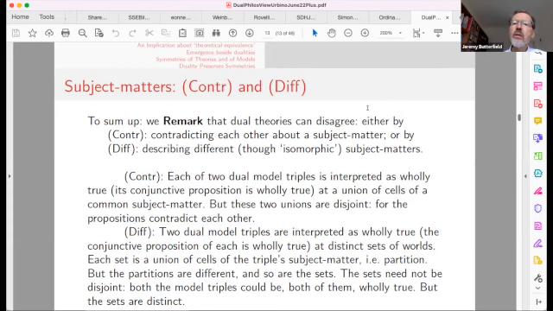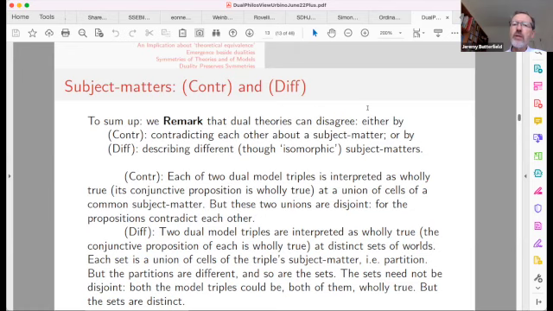But you can also differ or disagree in what you might call a milder or more happy sense, namely, they have different subject matters. One proposition is about sugar, the other is about salt. They differ, two such propositions differ, but they can both be true and they do not contradict one another. So in the case of dual model triples, contra for contradict would mean two unions of cells of a common subject matter. The two unions are disjoint.